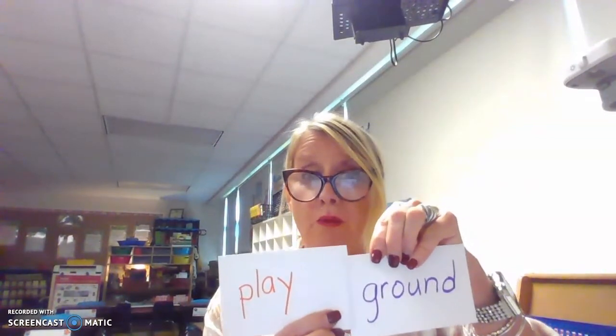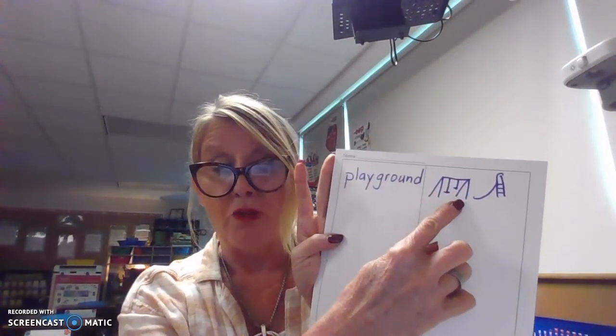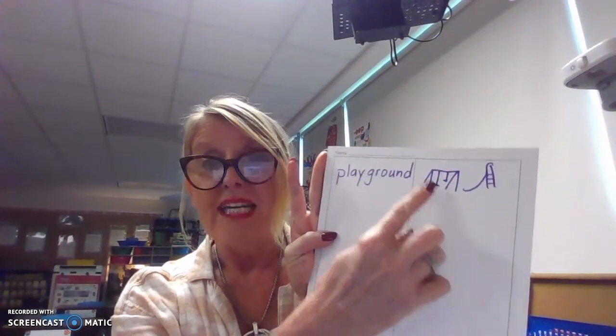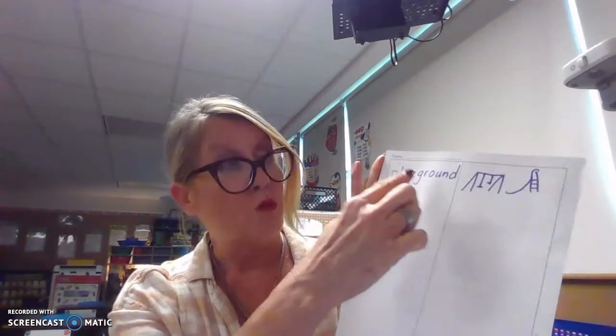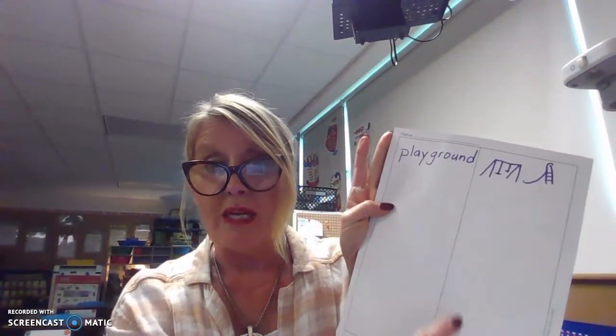playground. So I would add this word on my list, playground, and then I'm going to draw a picture of my playground right over here. So you're going to build 10 words. You're going to write your 10 words down on your sheet. Then you're going to illustrate or draw me a picture of that compound word.